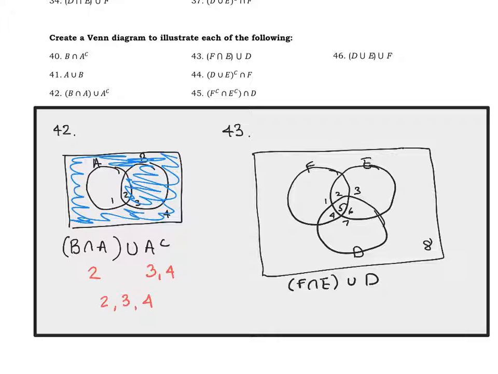Okay, on 43, we have 3 sets we're talking about, sets F, E, and D. The first thing they wanted was the intersection of set F and set E. That's going to be regions 2 and 5. And then set D is made up of regions 4, 5, 6, and 7. So the union of all those regions is going to be 2, 5, 4, 6, and 7. So I'll be shading all of those.